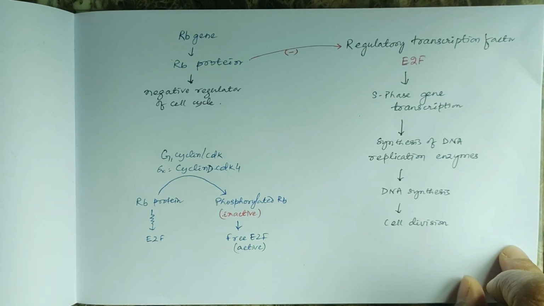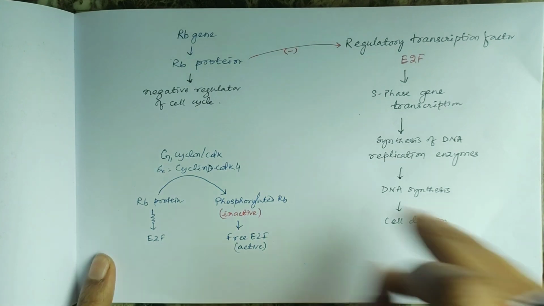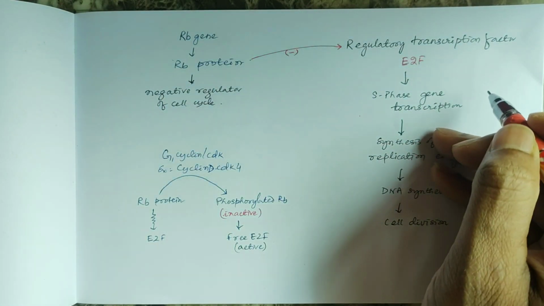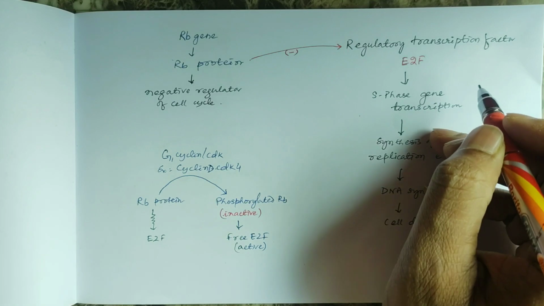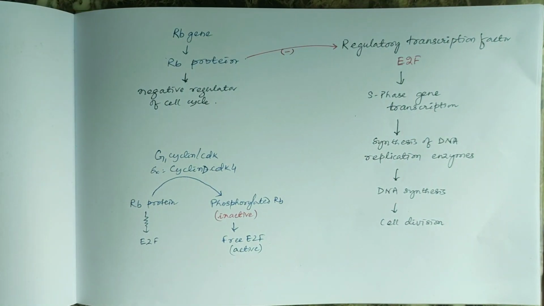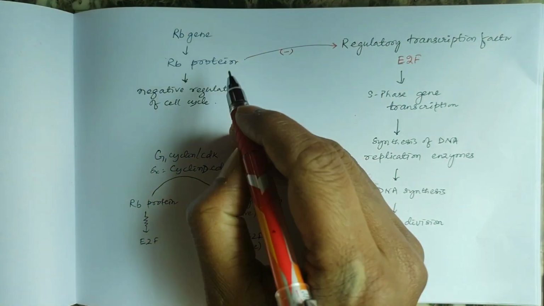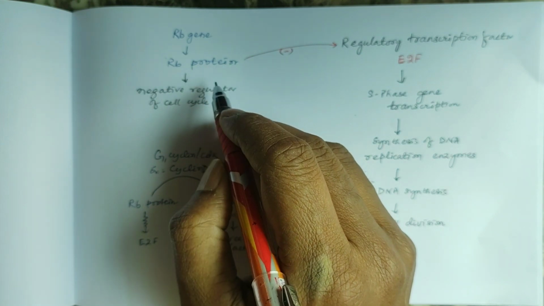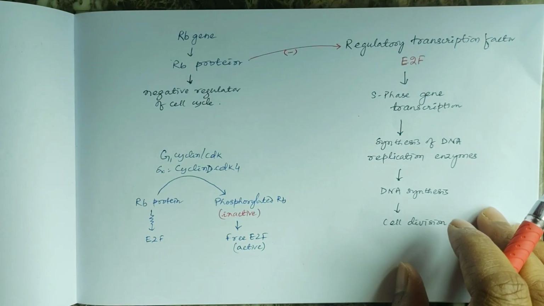Today we will study the retinoblastoma gene, the RB gene. This RB gene is a negative regulator of the cell cycle. And how it acts as a negative regulator of the cell cycle, today we will discuss that.